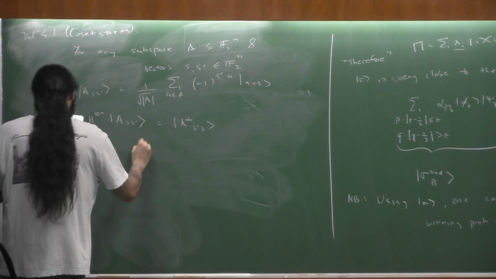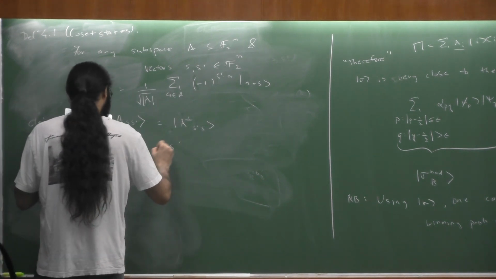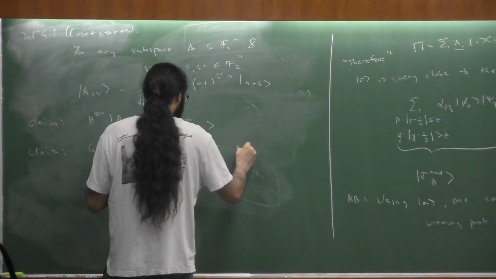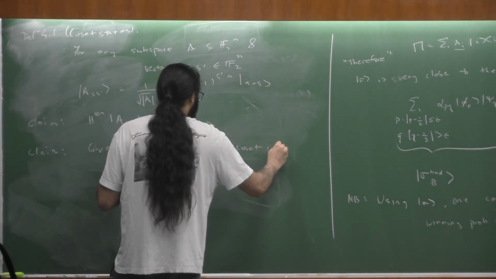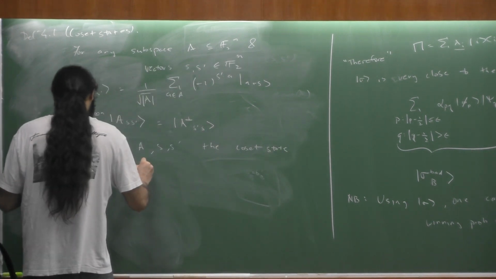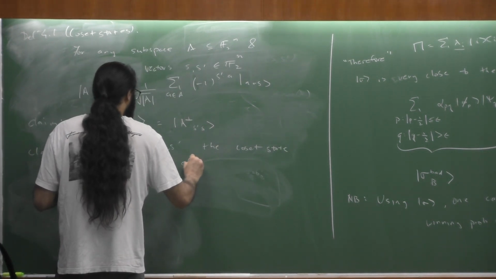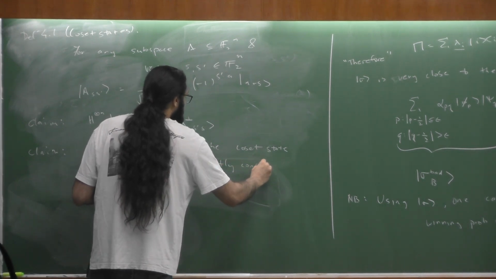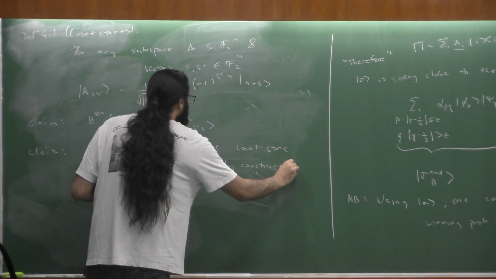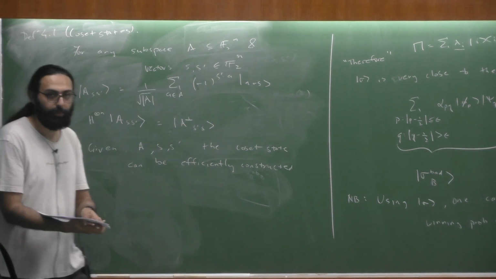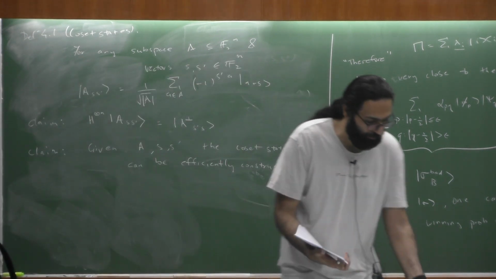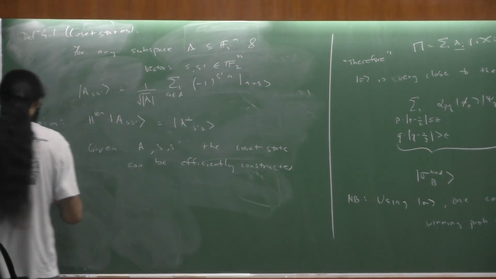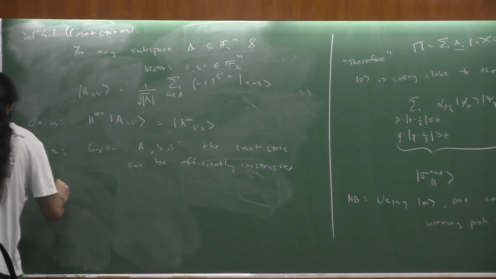Now given A S S prime, the coset state can be efficiently constructed. This also I'll leave as an assignment. I looked up the original paper where they do it. It is relatively straightforward, but we'll not do it in class.